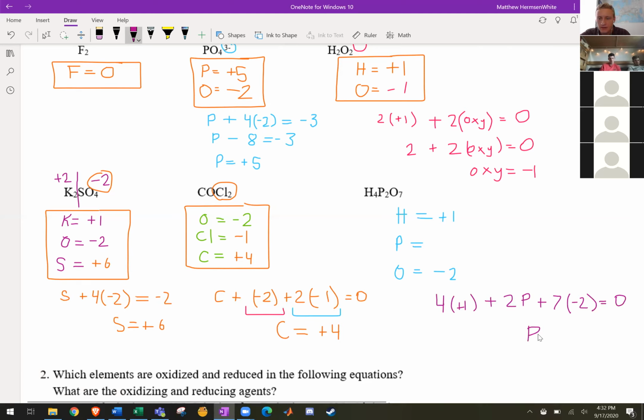So solving for this, this is a +1 here. That's a little confusing. +1. So phosphorus here will be +5. So those would be the oxidation numbers for all these compounds. What questions do you have on finding oxidation numbers?